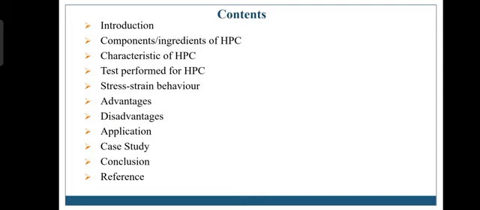Next slide is on the characteristics of HPC. Next is what types of tests are performed for HPC. Further, we will see stress strain behavior of high performance concrete, advantages, disadvantages and applications of high performance concrete. In the next slide, I have given some case studies, and in the last slides conclusion and references are given. Let's move on to the introduction part.